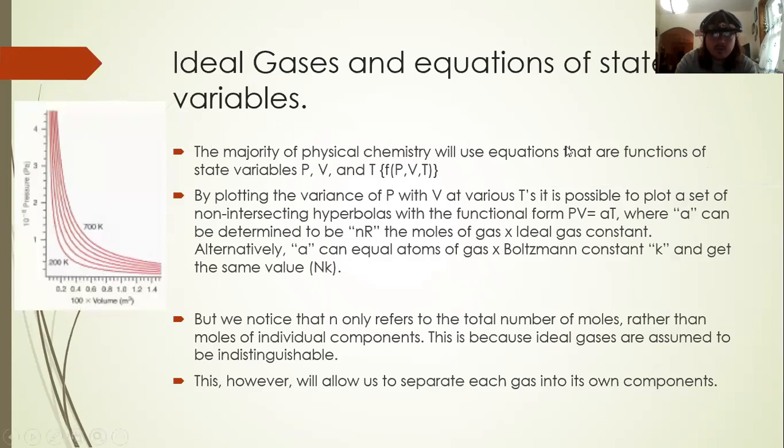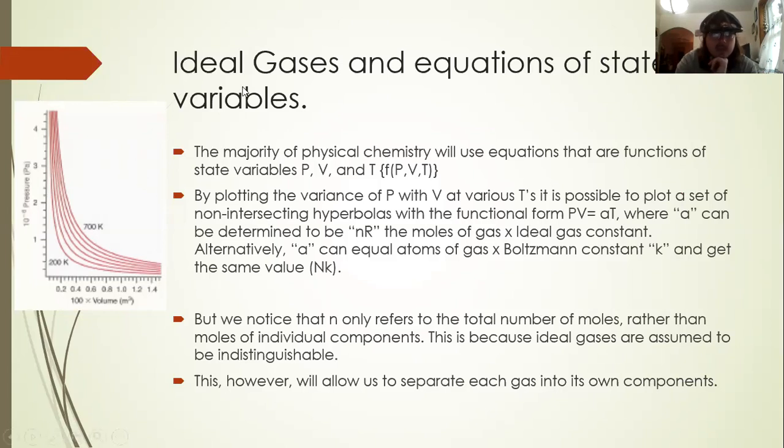So we're going to get to ideal gases and equilibrium equations of state. One of the last two major concepts here in this first chapter is that the majority of our physical chemistry will use the state function variables, pressure, volume, and temperature. Remembering that other things are a function of P, V, and T.